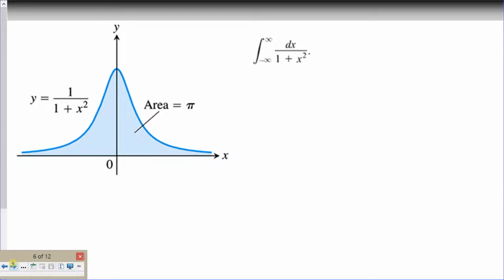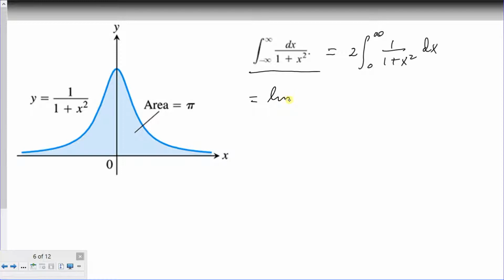On the next slide, we have another improper integral that extends from minus infinity to plus infinity. We're going to take a shortcut here. Instead of breaking it up into two pieces, we're going to note that this is an even function, and if either side of this integral is convergent, it will equal 2 times the integral from 0 to infinity of 1 over 1 plus x squared dx. And so we would want to calculate the limit as b approaches infinity of 2 times the integral from 0 to b of 1 over 1 plus x squared dx.